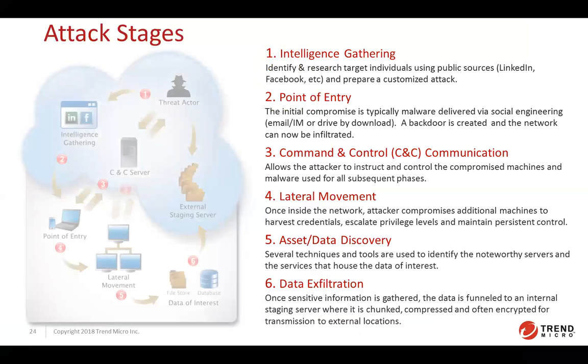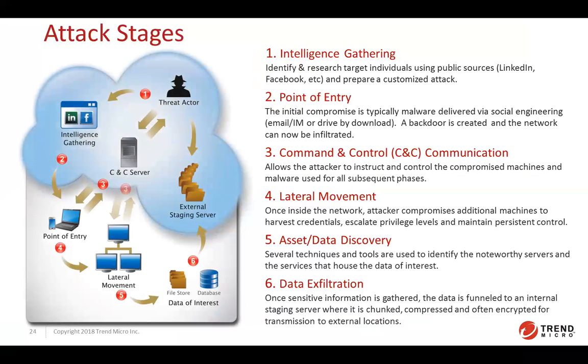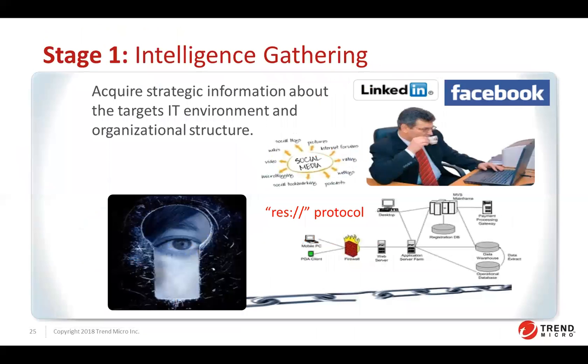Now I want to talk about targeted attacks, and this is an interesting area because a lot of the attacks all use a similar format. The criminals in the underground have realized that using an attack stage process really helps them improve their chances of infecting an organization. There are a number of stages, from intelligence gathering to point of entry, command and control, lateral movement, asset data discovery, and data exfiltration. These are really the links in the attack chain that a criminal is going to take when they do a targeted attack. So let's talk a little bit about each of these.